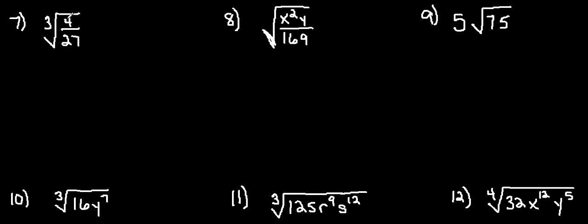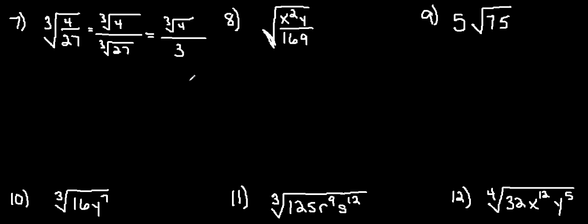How about this here? So here I've got, let me rewrite this to be the cube root of 4 over the cube root of 27. So that should give me the cube root of 4, can't do anything with it, but the cube root of 27 is 3. Okay, and then so we got that.